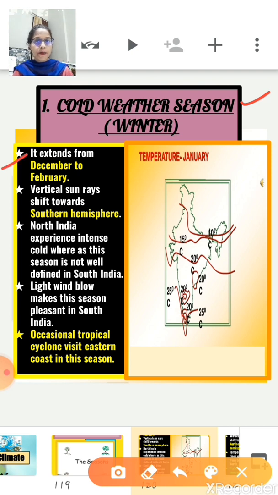This season extends from December to February mainly, and during the winter time the vertical sun rays shift towards the southern hemisphere. That's why during winter, North India experiences intense cold, whereas this season is not well defined in South India. In South India at that time, light winds blow and make the season pleasant. Also, during winter, tropical cyclones visit the eastern coast of India.